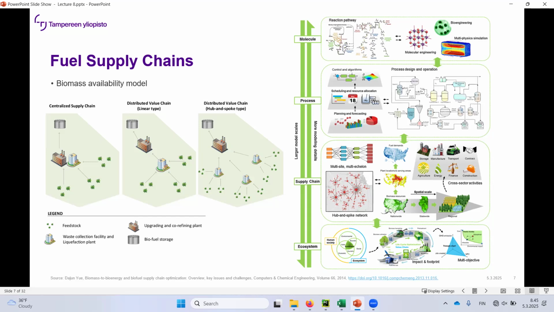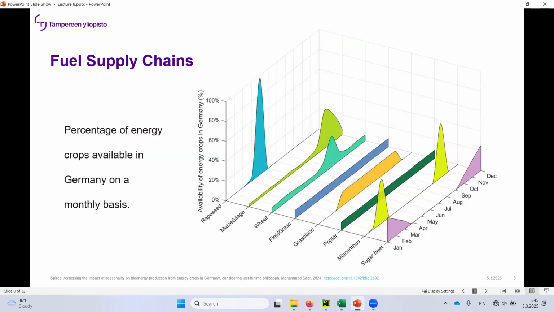And what, in essence, your energy system model is going to see, it's going to see when biomass is available and at what times and how much of this fuel is available. So there, for example, I didn't find such figures on Finland. This was really nicely analyzed. So there is different kinds of biomass and their availability in Germany on a monthly basis. So you can see this seasonal variability. So this would be a perfect example of the input on our energy system model.